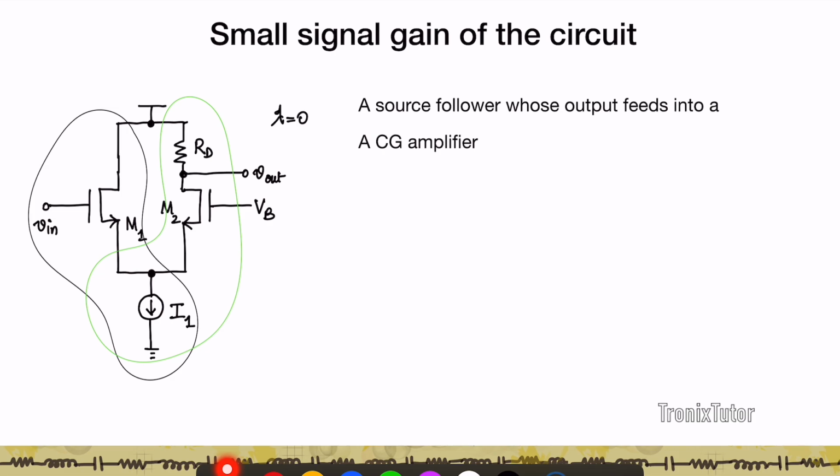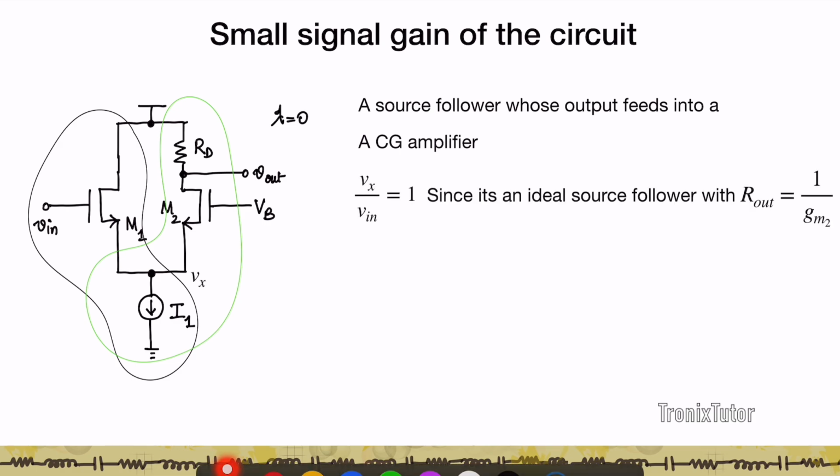What I need to first find out is the gain from the individual stages, from their inputs to their outputs, and then figure out what the Rin and Rout are to find the actual gain of the circuit. So let's call this intermediate node Vx. From Vin to Vx, this is an ideal source follower. Lambda is equal to 0, which means Ro is infinity. In the source follower, the gain is given by gmRo divided by 1 plus gmRo. If Ro is infinity, then the gain of the ideal source follower is 1. Therefore Vx follows Vin, right? So the gain from Vin to Vx is 1.